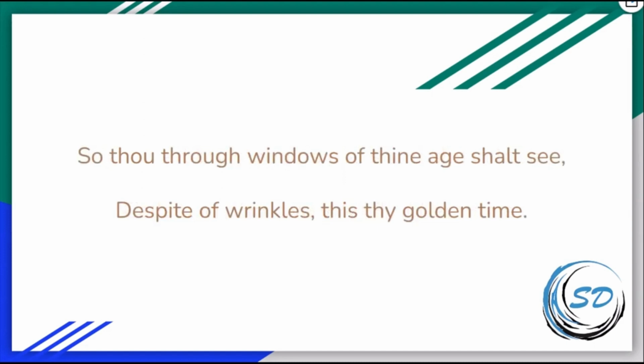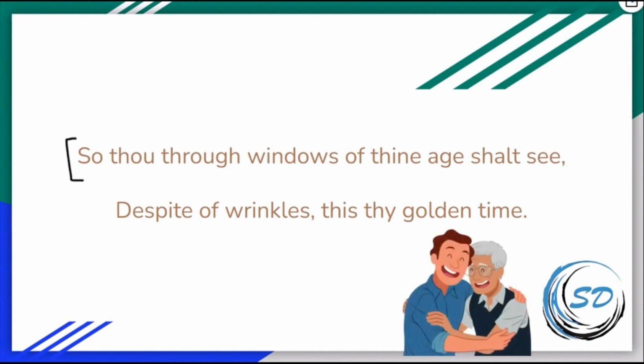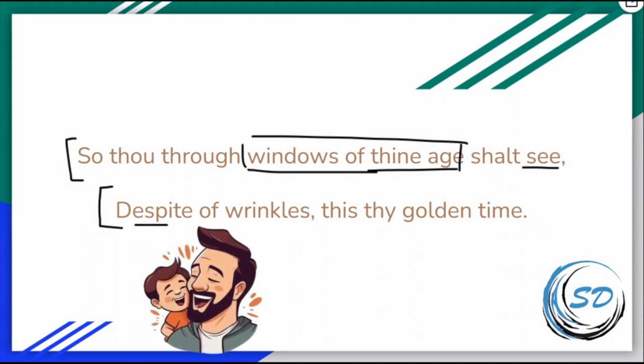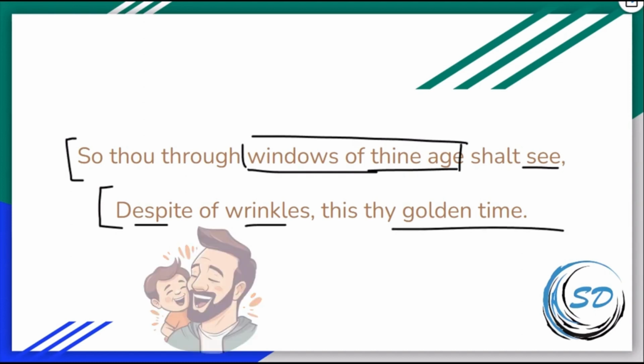So thou through windows of thine age shalt see, despite of wrinkles, this thy golden time. This line means that as the person grows older, they will still have the ability to perceive or witness their own past youth and beauty. The phrase, windows of thine age, refers metaphorically to the person's eyes or perspective through which they can look back at their younger self. The second line conveys that even though the person may have wrinkles and signs of aging, the present moment is still considered their golden time.